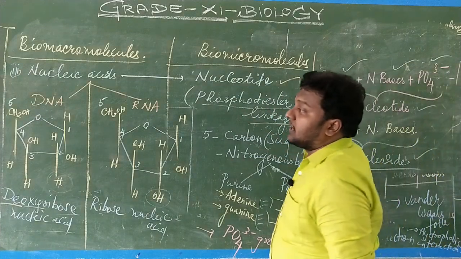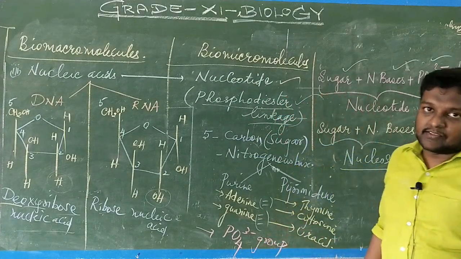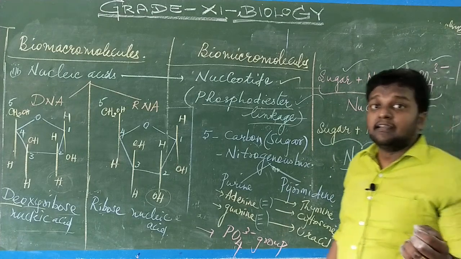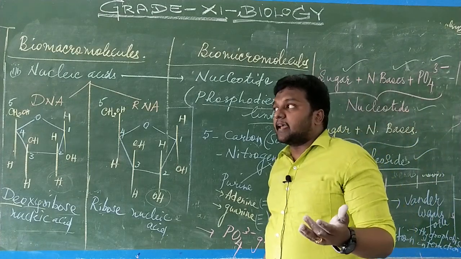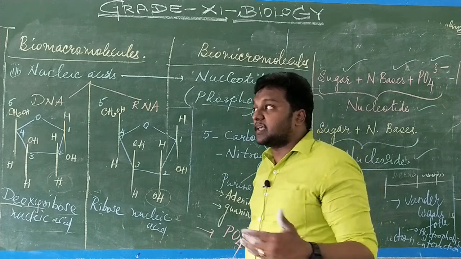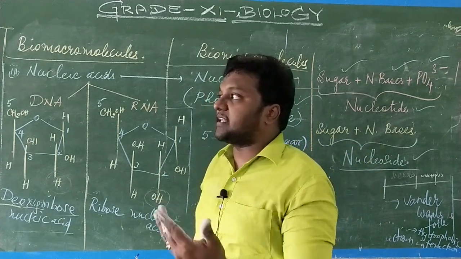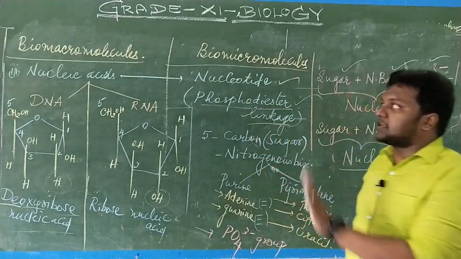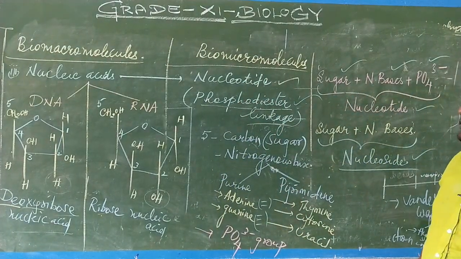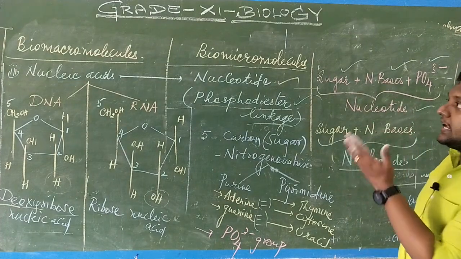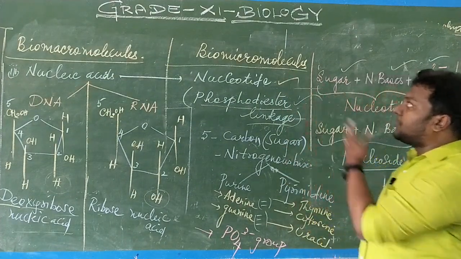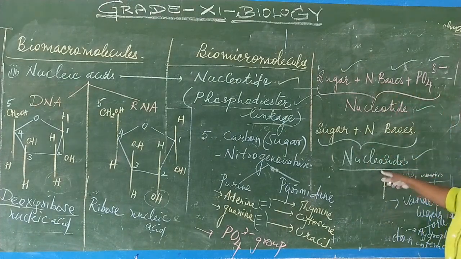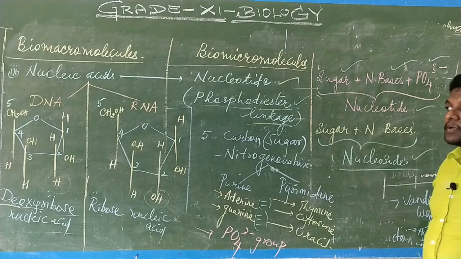So these are what we call nucleic acids. The main function of nucleic acids is the transmission of genetic or hereditary characteristics from the parents to the offspring. From one generation to the next generation, the hereditary characters get transmitted. That is the role of the nucleic acids. It is of 2 types, DNA and RNA. DNA and RNA are biomacromolecules, and their building units are nucleotides and nucleosides. You have to keep in mind what a nucleoside is and what a nucleotide is.